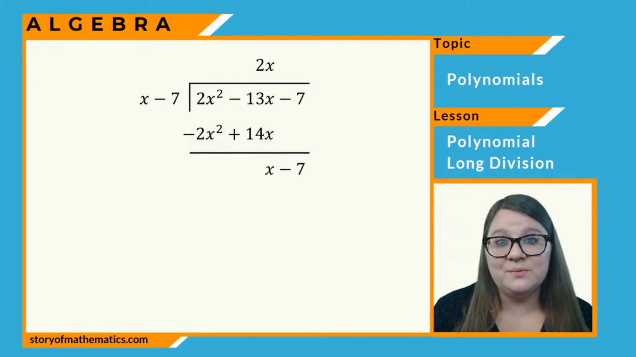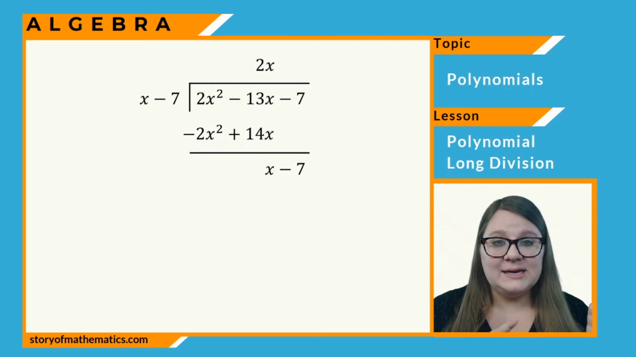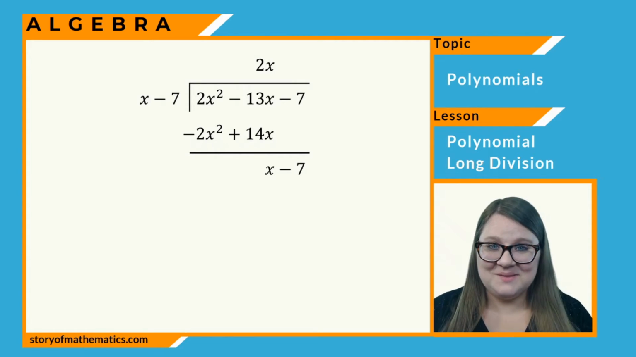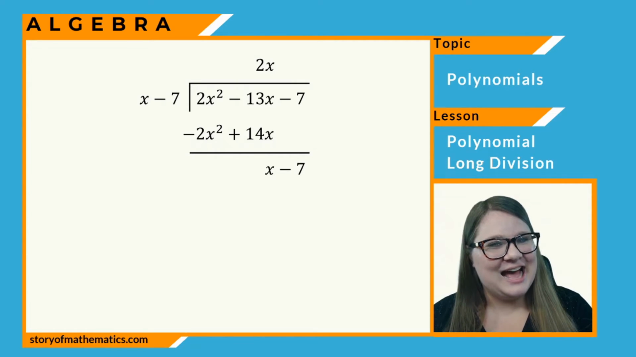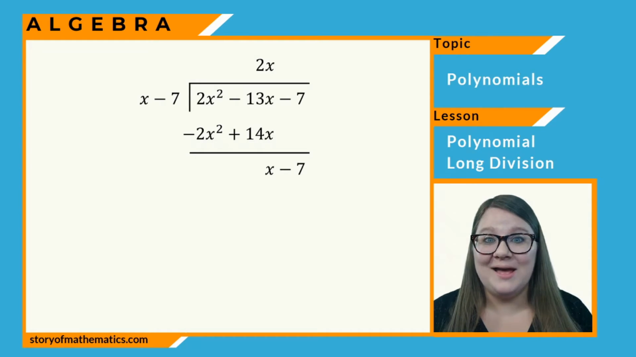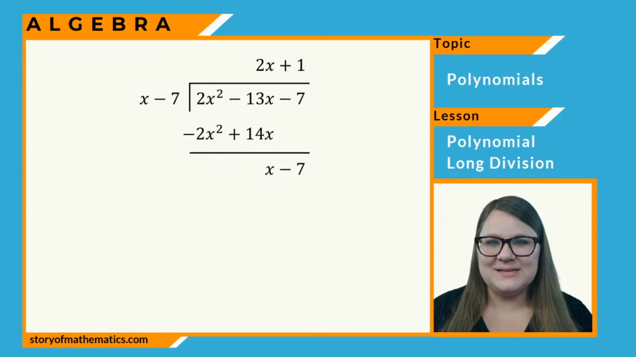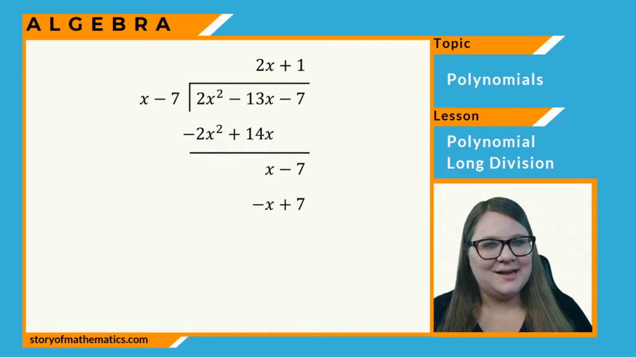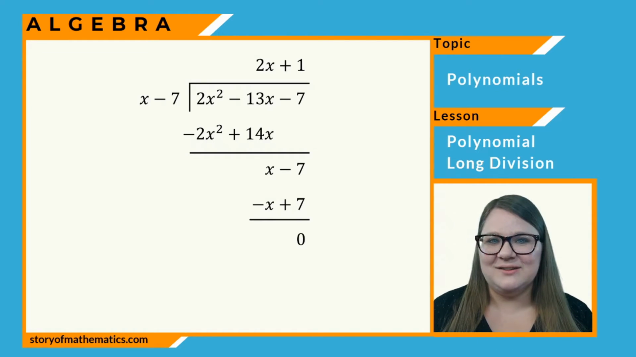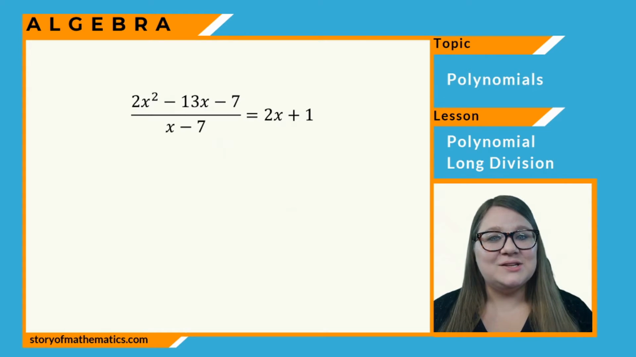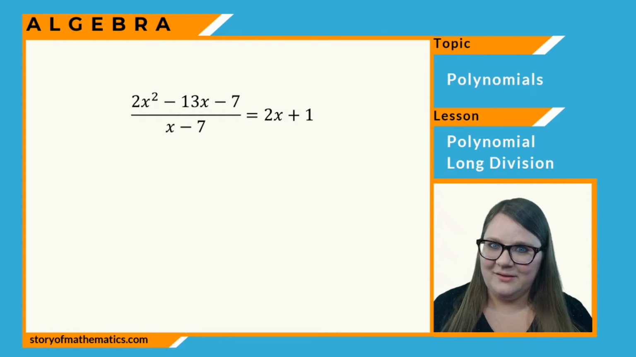So now this is where I do the repeat, okay? So I'm going to take my x from underneath the bar and divide it by the x that's outside the house, and I get 1. So that means I'm doing plus 1 on top of the house. 1 times x and 1 times minus 7 gives me x minus 7. I switch my signs and I add down, and I find that my remainder is 0. Because my remainder is 0, I can rewrite this as 2x plus 1 as my answer.